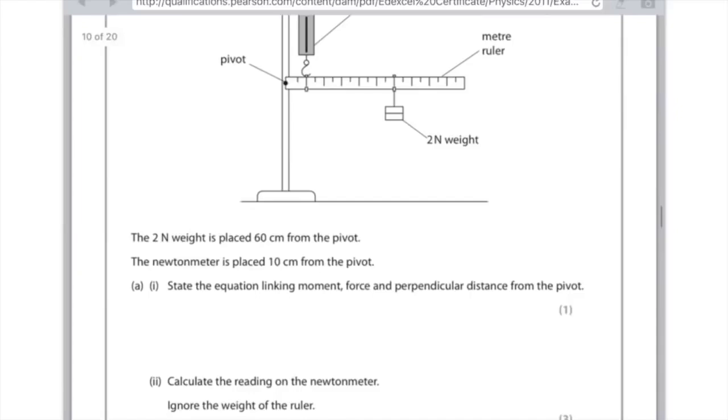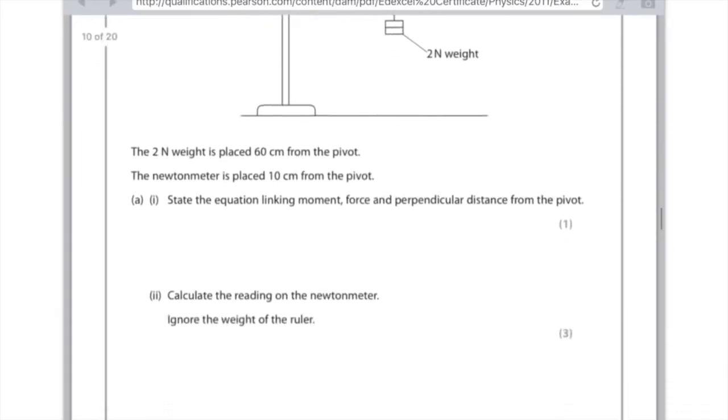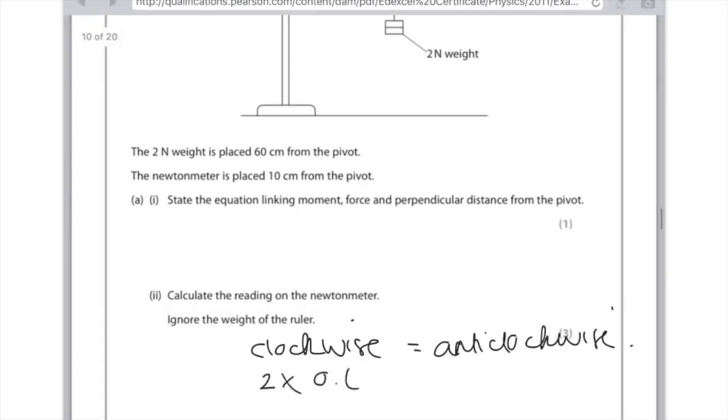And now we need to look at the anti-clockwise moment. I can see that this newton meter is at 10 centimetres, so it's just a matter of substituting them all into the equation and finding the missing value, and I'm going to show you what that looks like. So let's just do clockwise equals anti-clockwise. Please don't run out of space, Hazel. So clockwise was 2 newtons times the distance, which I said was 0.6. We've just seen that the newton meter is 10 centimetres away from the stand, so that's 0.1, and we're looking for the weight of the ruler, which is the same as the force, so I'm going to write x here, and now we just need to solve 1.2 equals 0.1x, therefore x equals 12 newtons.